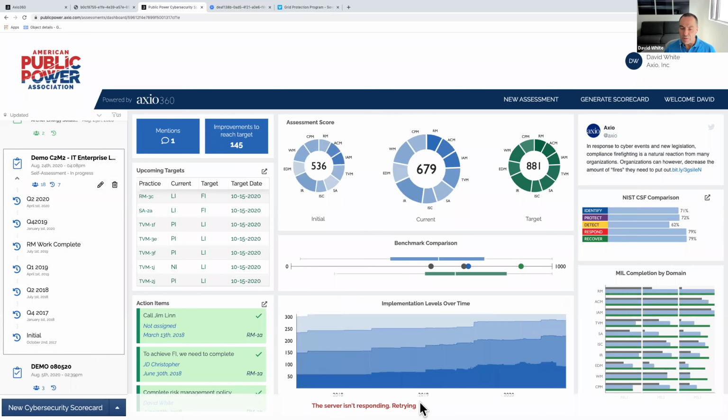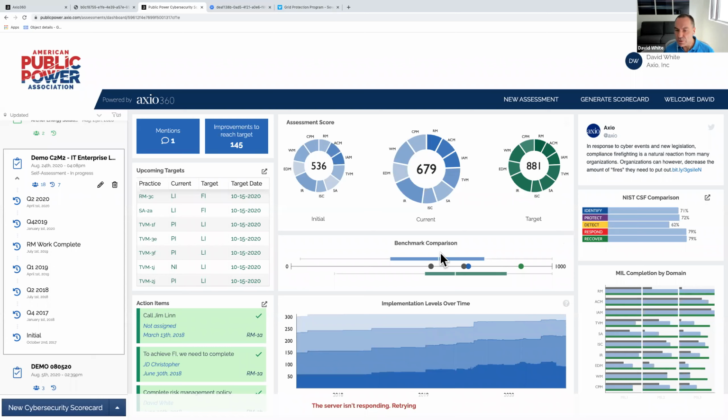Our development team hates me for this assessment because it's got so many changes in it and so much information in it because I've been using it as a demo since 2017. So whenever I try to open it on a dashboard, it gets this error. Don't worry, that error will go away. And in this case, it doesn't mean anything. But if you do see errors in red down here, you can always send an email to support@axio.com.